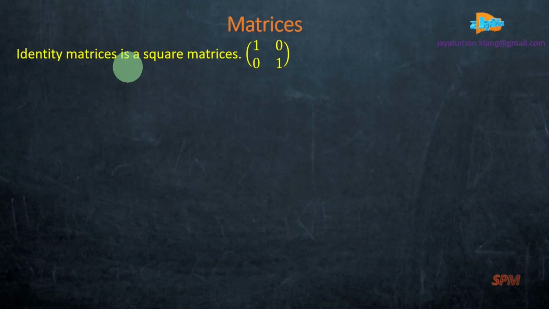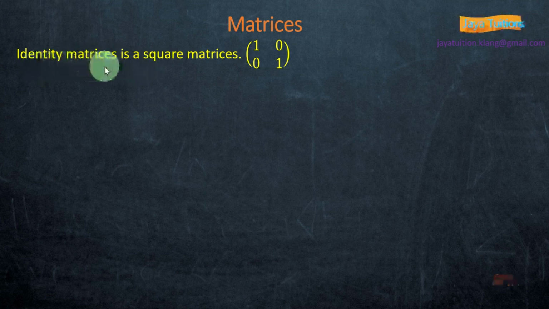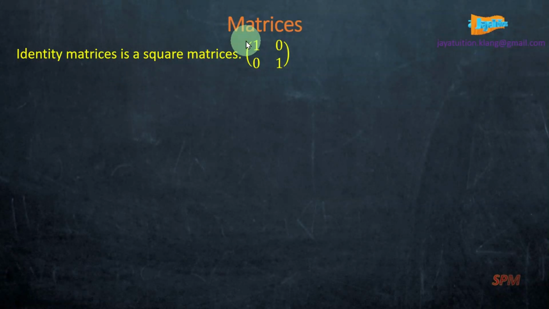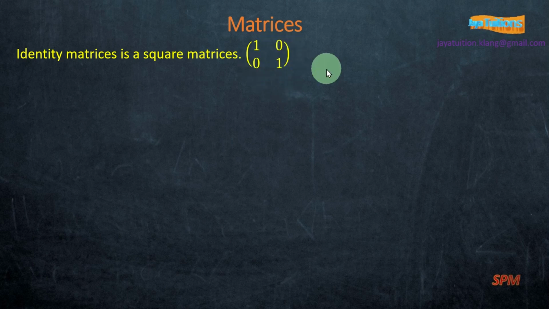To begin with, first and foremost, we should know what exactly is an identity matrix. An identity matrix of order 2 or order 3 will have the diagonal elements equal to 1. All the other elements will be equal to 0. So an identity matrix needs to be a square matrix and the diagonal elements should be equal to 1.